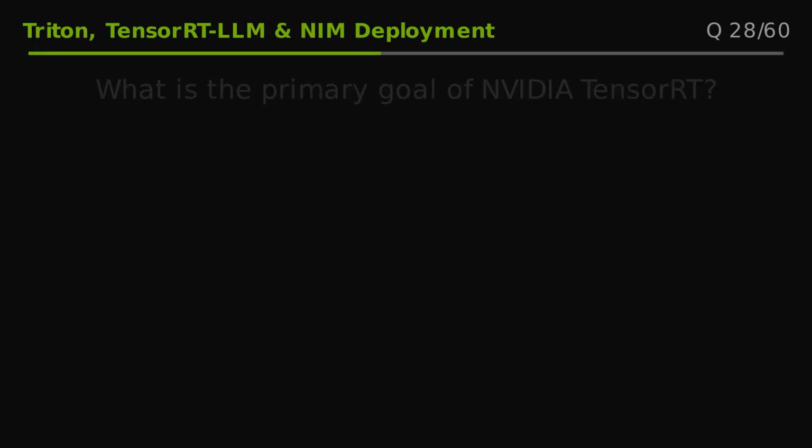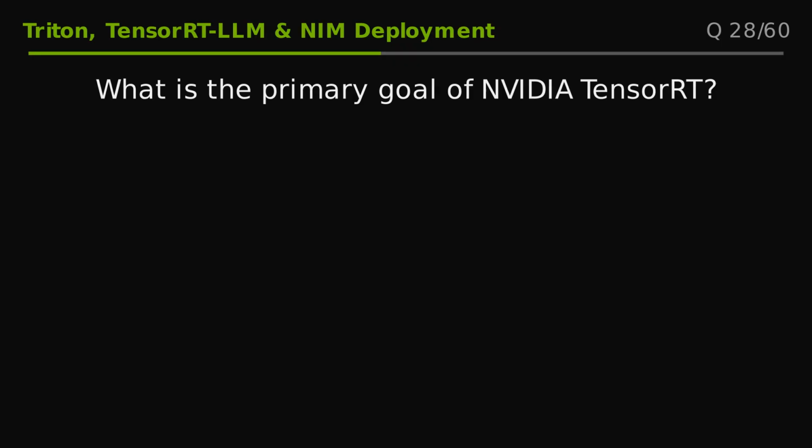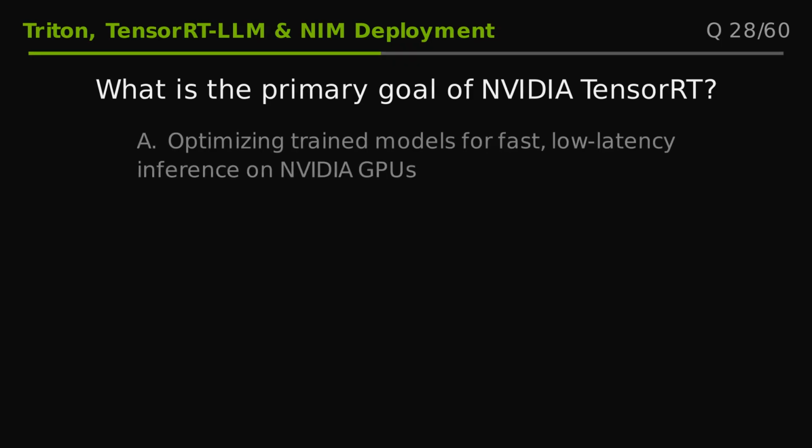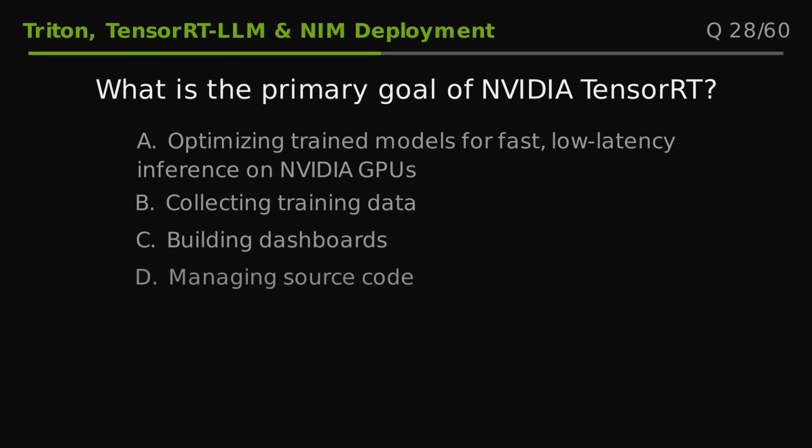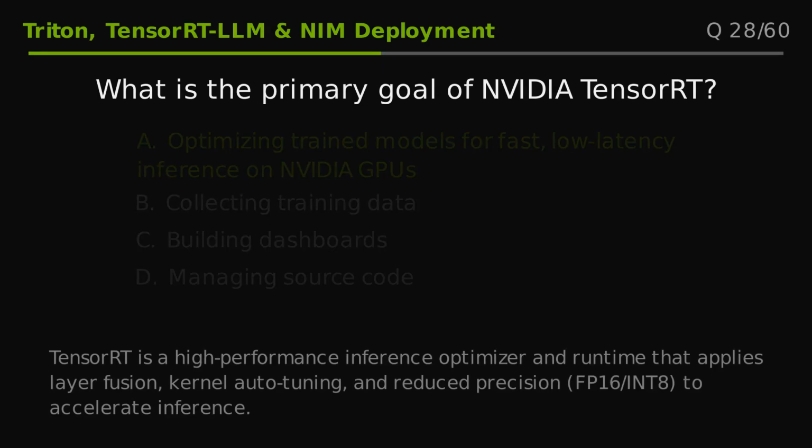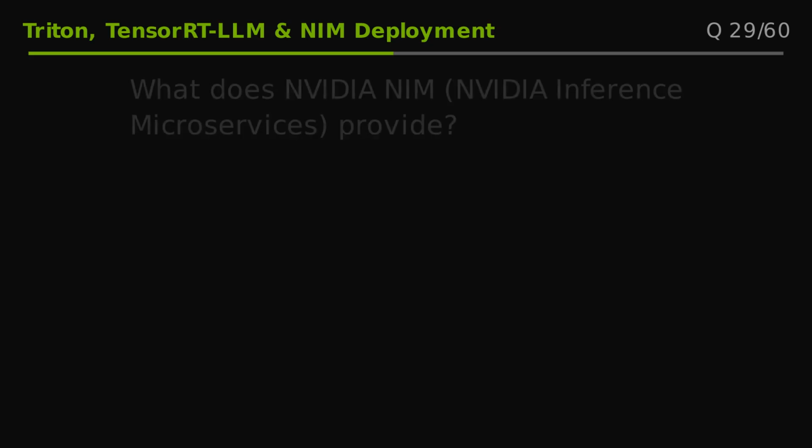execution. Question 28. What is the primary goal of NVIDIA TensorRT? Option A. Optimizing trained models for fast, low latency inference on NVIDIA GPUs. Option B. Collecting training data. Option C. Building dashboards. Option D. Managing source code. The correct answer is A. TensorRT is a high-performance inference optimizer and runtime that applies layer fusion, kernel auto-tuning, and reduced precision (FP16, INT8) to accelerate inference.